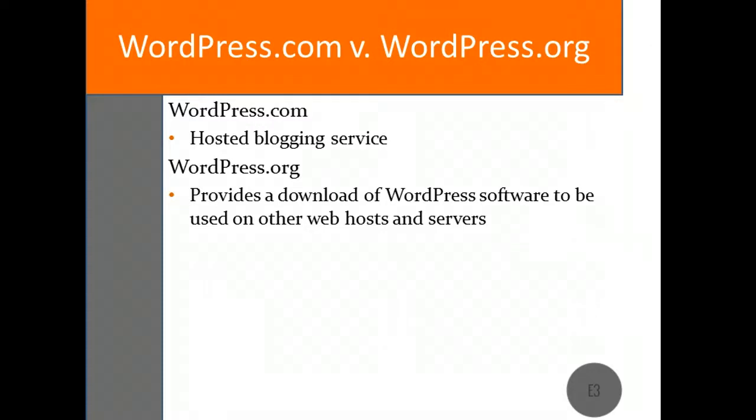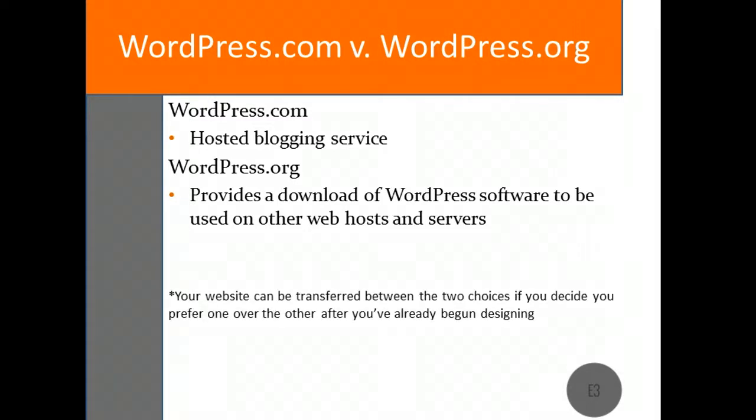Both sites are owned by the same parent company, Automatic, and both sites offer access to the same software, but there are certain advantages to using one over the other. This course will apply mainly to the self-hosted variety of WordPress found at WordPress.org. However, I will briefly point out some of the advantages and disadvantages of each choice. It's also important to note that regardless of which option you choose now, you can transfer your work from the server on WordPress.com to your own private server or vice versa later on down the road if you desire.